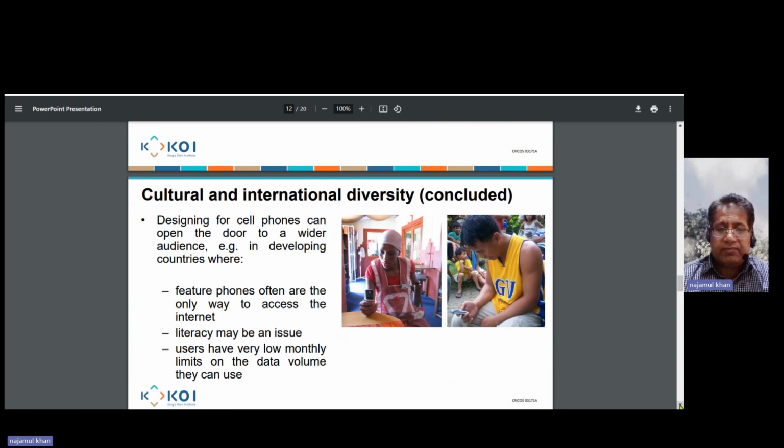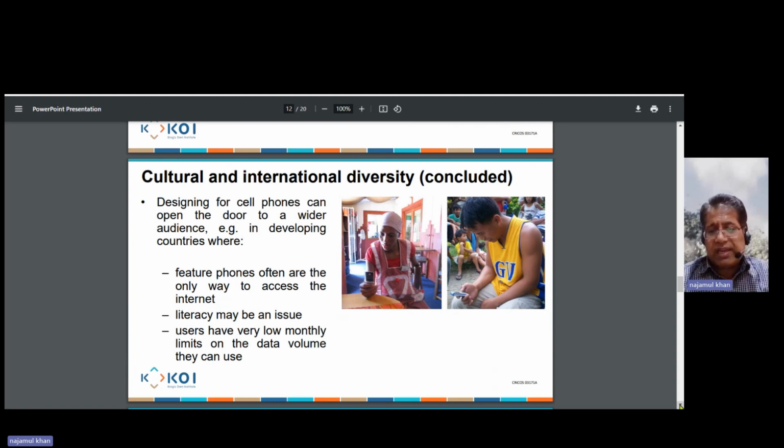As you can see here, this picture shows two people from two different societies designing for cell phones, which can open the door to a wider audience, especially to engage people in developing countries. It's not just in developing countries, but all over the world. Mobile phones are one of the most common tools in people's pockets. Some of these phones are the only way to access the internet, so in some countries it can be an issue.